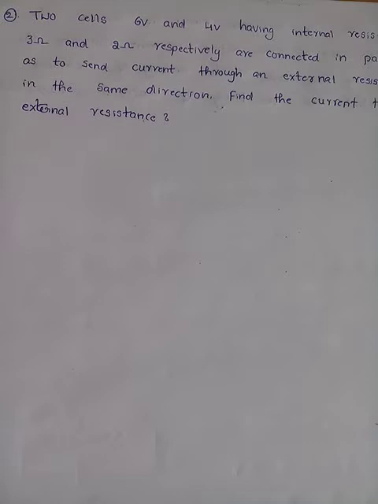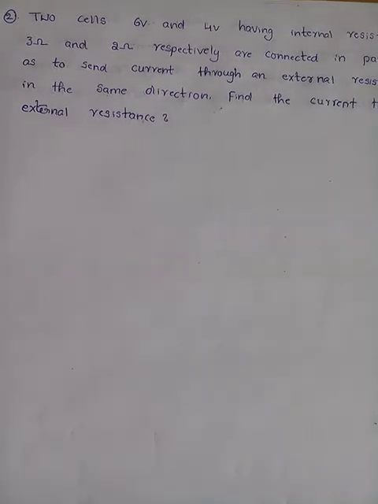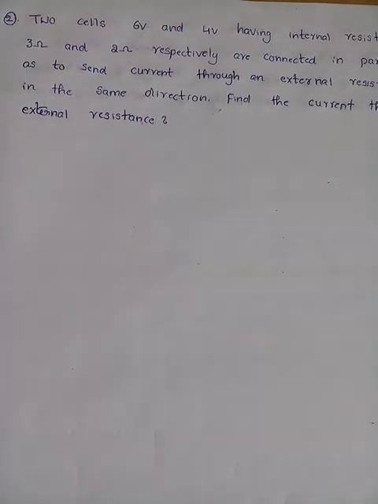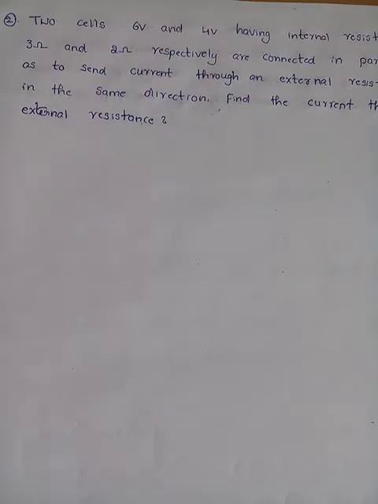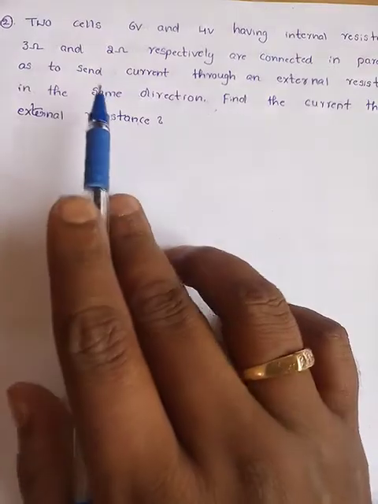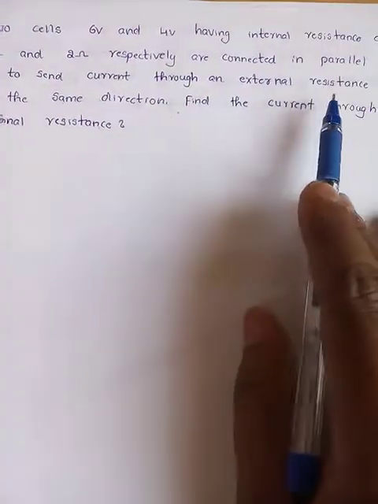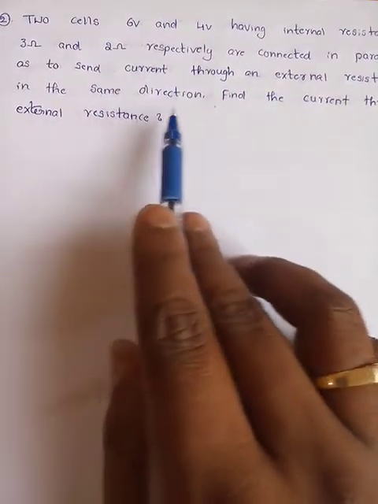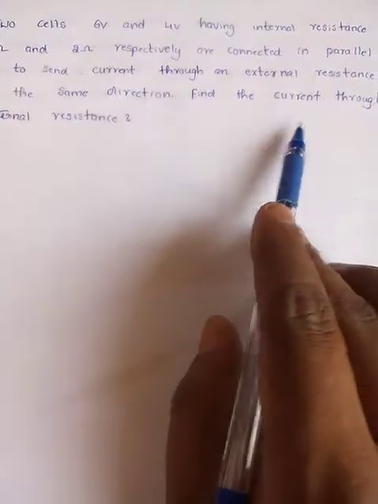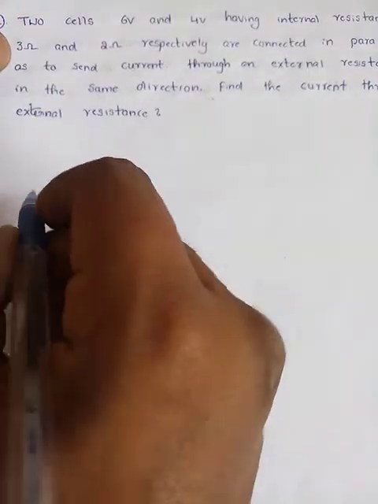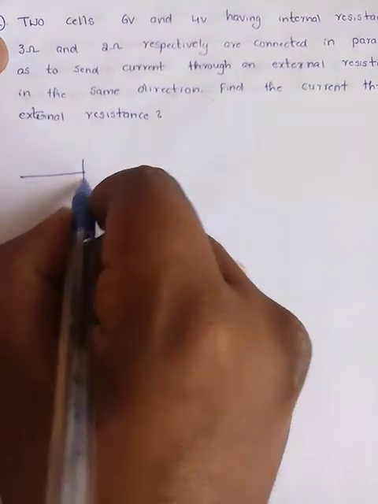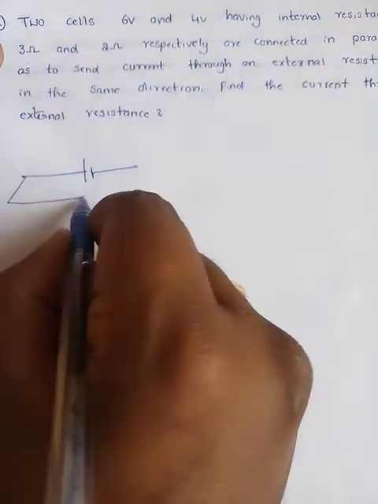So, here there are two cells having EMF 6 volts and 4 volts, having internal resistances 3 ohms and 2 ohms, connected such that they send current through an external resistance in the same direction. Find the current through the external resistance. So, let us take the pictorial form of this one. Two cells are connected in which combination? Parallel combination.